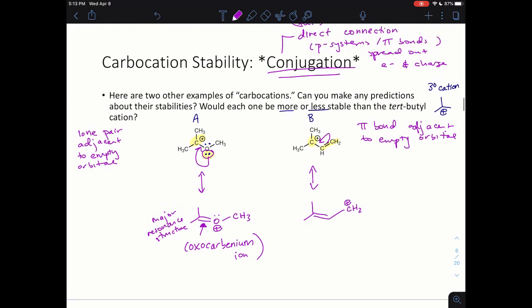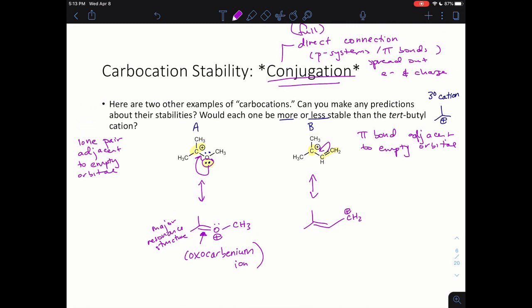Oh, so we didn't even finish. So then, do we think that each of these is more or less stable than the tert-butyl cation? Each one is more stable.